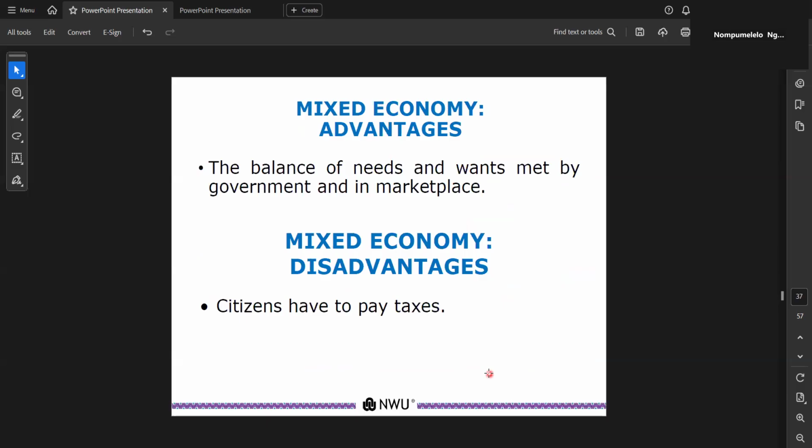mixed economy. The advantage of the mixed economy is that it balances needs and wants, the balance of needs and wants met by government and in the marketplace. So basically it means that because the government satisfies our needs and the market satisfies our wants, therefore there is a balance of our needs and wants met by the government and in the marketplace. And then the disadvantage is that citizens have to pay tax. So in which economic system do citizens have to pay tax? It is the mixed economy.